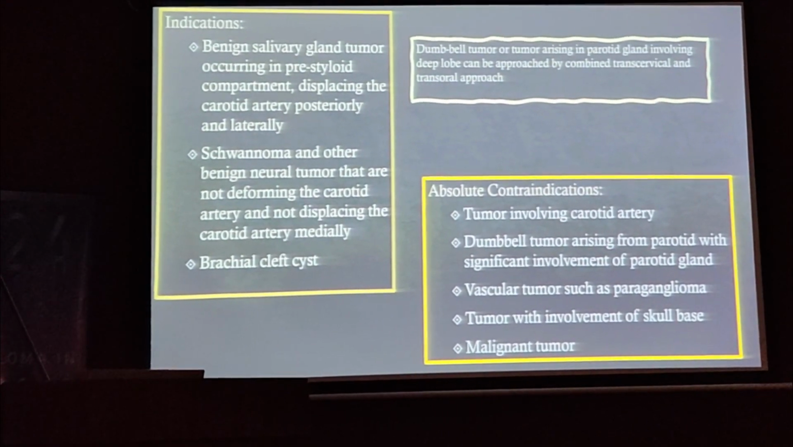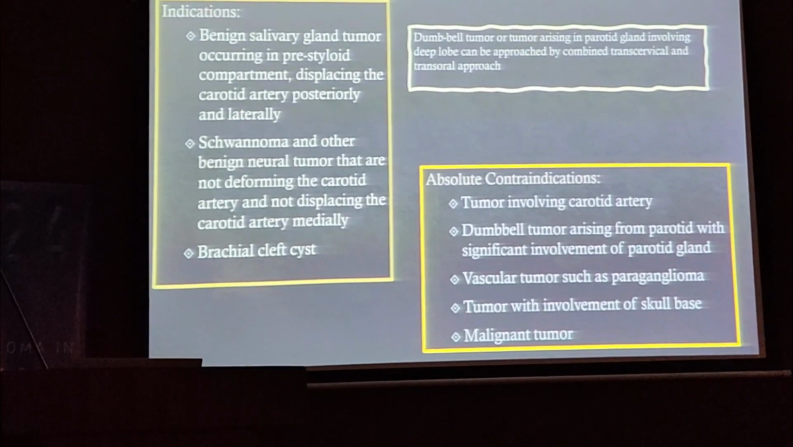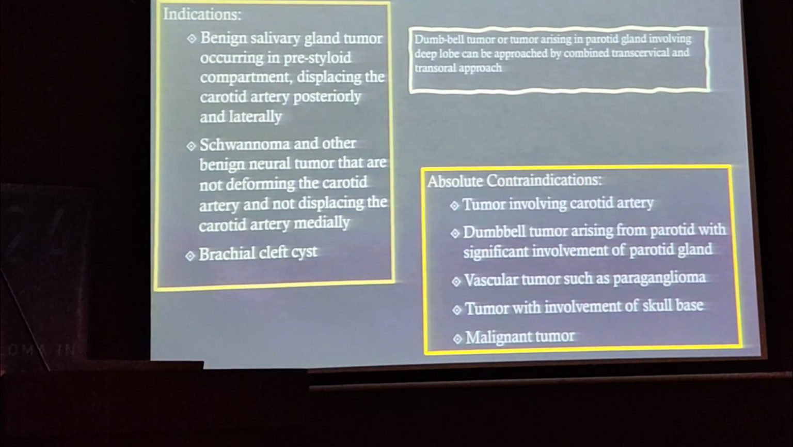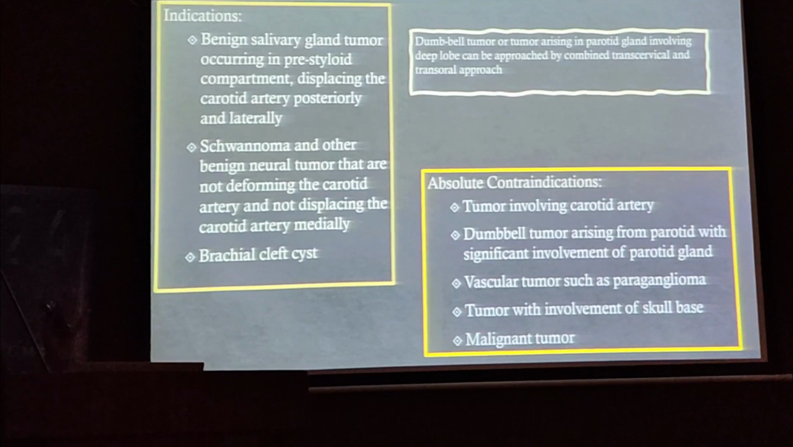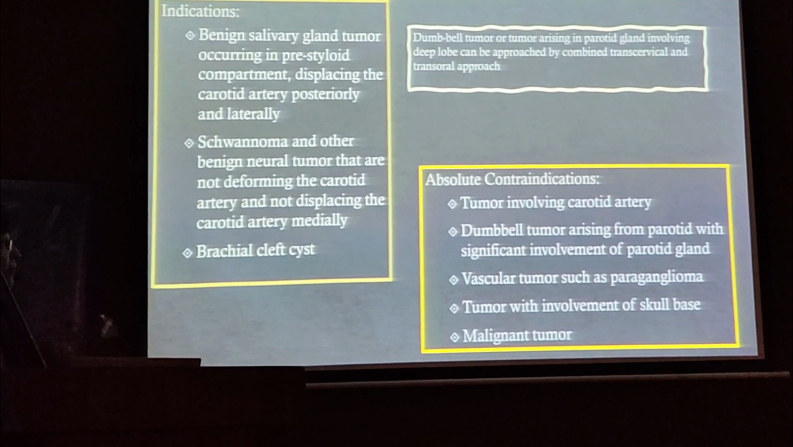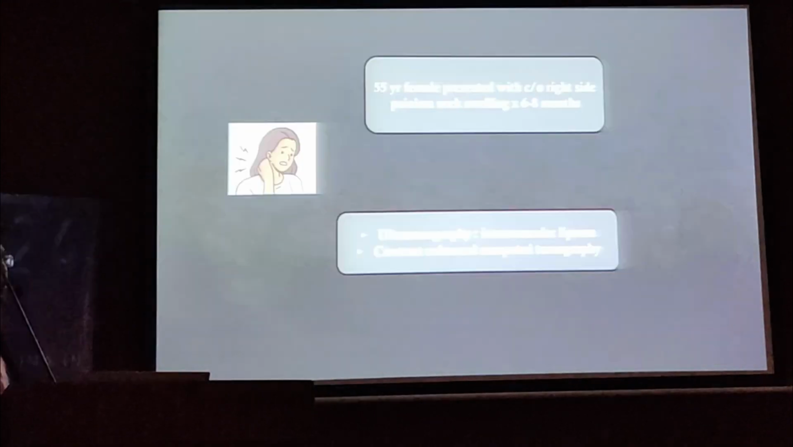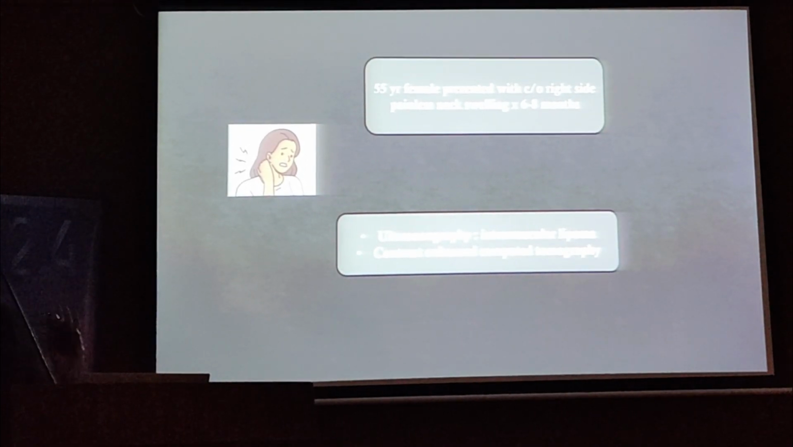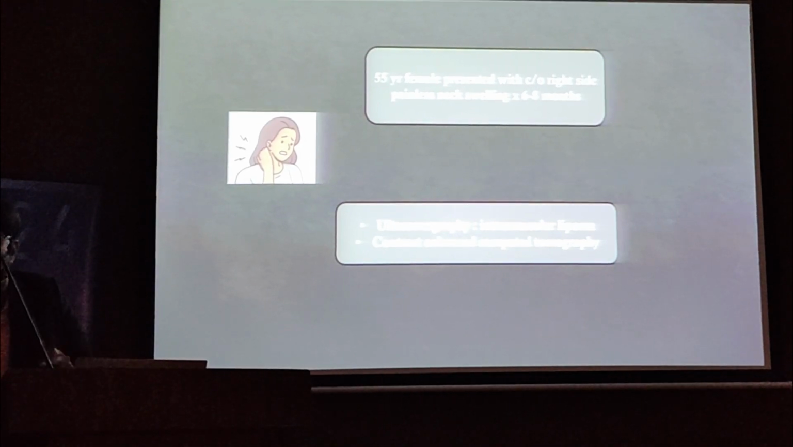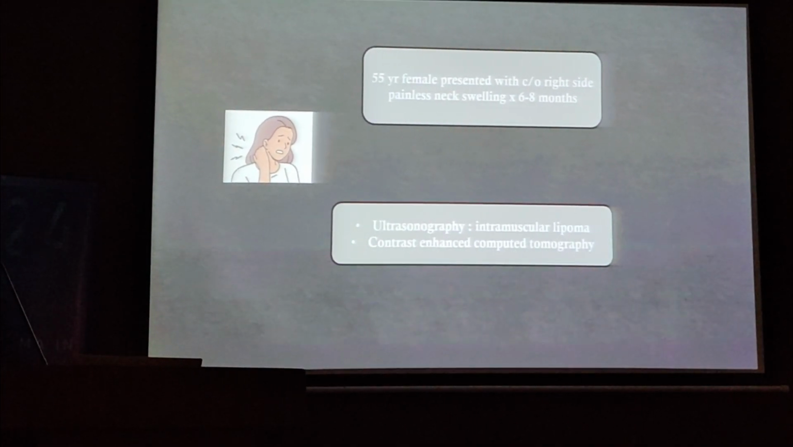Indications, usually salivary gland tumors for robotics, schwannomas and others, Merkel cell cases. Absolute contraindications, involvement of carotid, dumbbell tumors which are going up there, vascular lesions, and involvement of skull base, because if the skull base is involved, you can't use the robot there. You have to drill, you have to do a lot of things there.